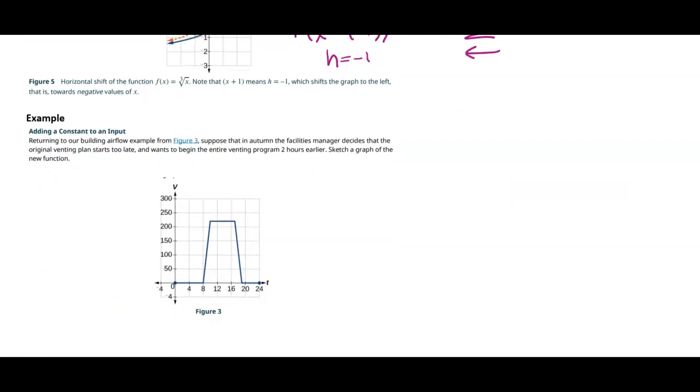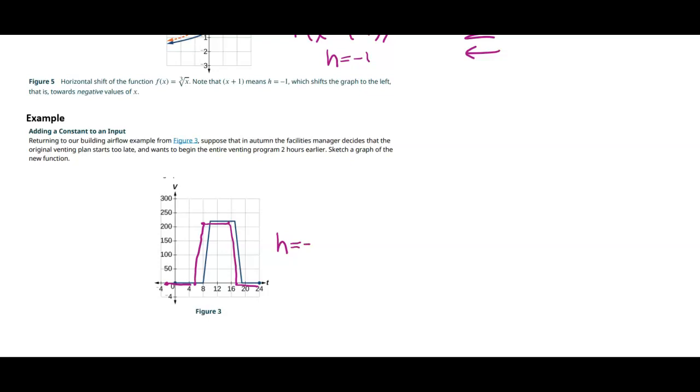Same problem that we looked at before, but let's look at it in the autumn. The facilities manager decides that the venting plan is just starting too late and he wants to begin everything 2 hours earlier. So each and every data point is going to happen, maybe here, 2 hours earlier, like that. You're taking each and every data point and shifting it 2 hours to the left.